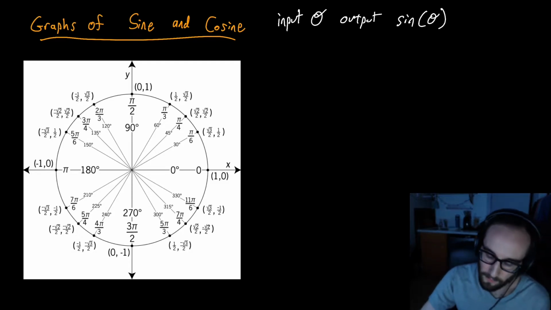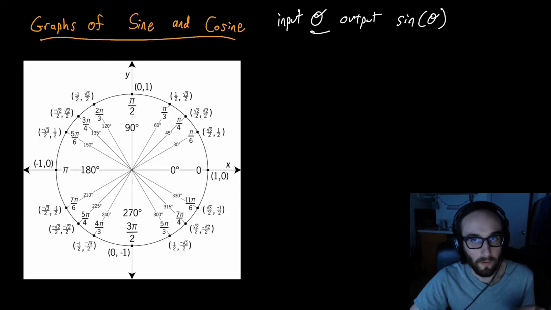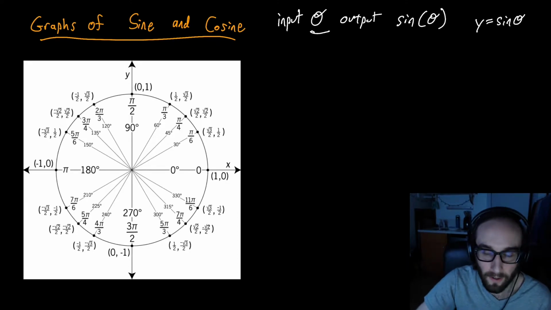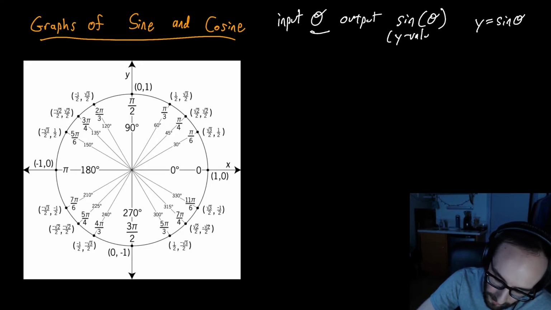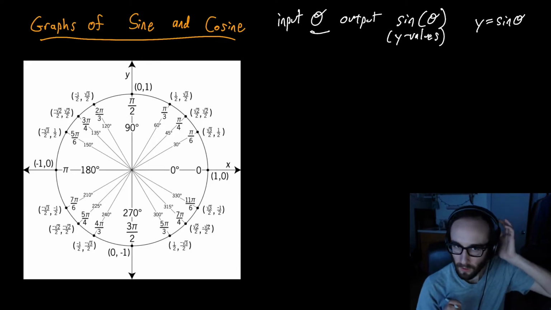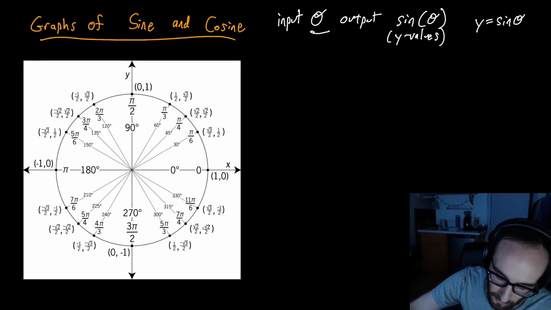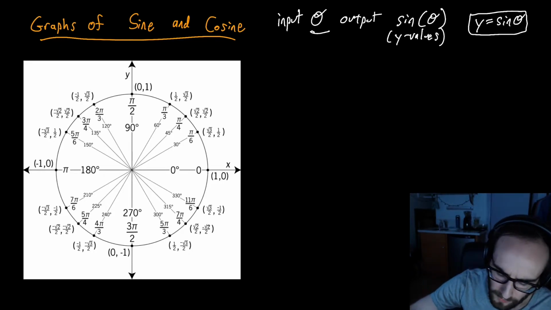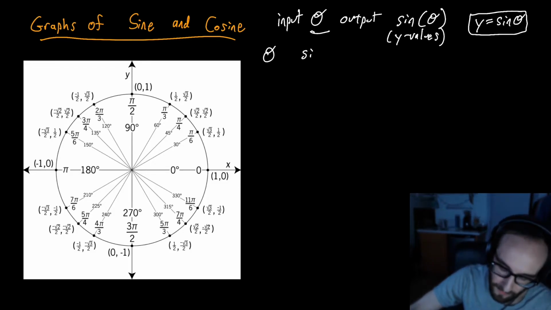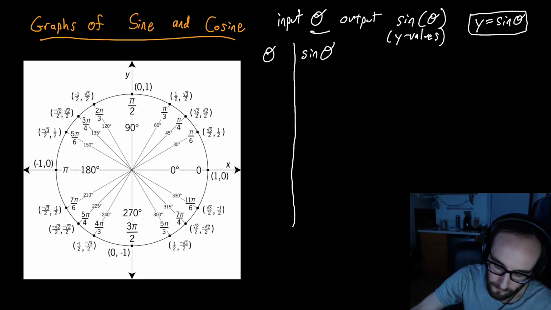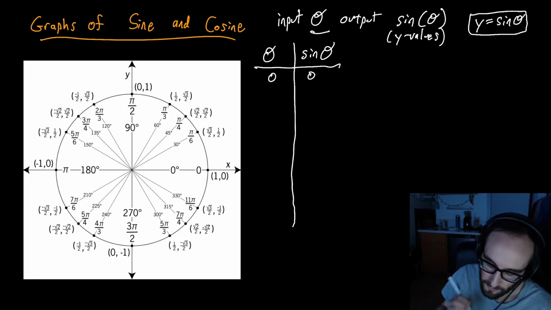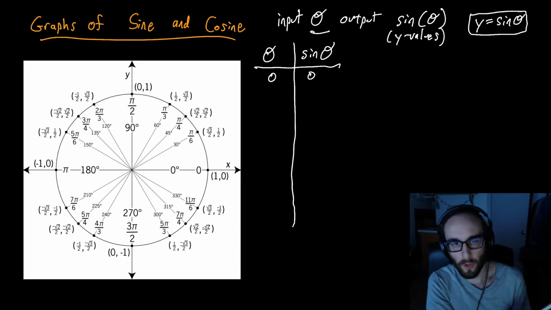So in other words, if our input is theta, then the output for our function y equals sine theta is going to be sine theta, or the y values that we see on our graph to the left. So another way to think about this is for our function y equals sine theta, we're trying to write a graph. So one thing we can do is start off with a table. So we have our inputs and we have our outputs, theta and sine theta. And we can start off, we know that at 0, sine of theta is 0. And then we know all of our special points around the unit circle.